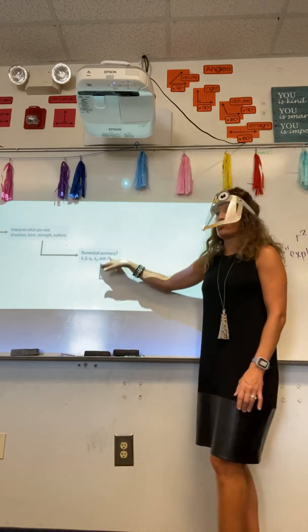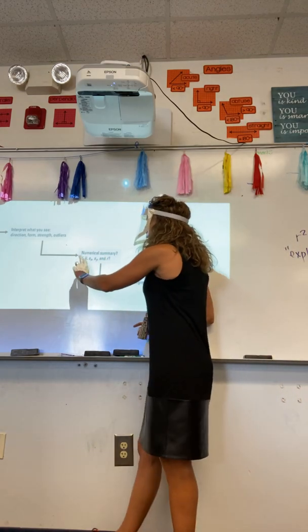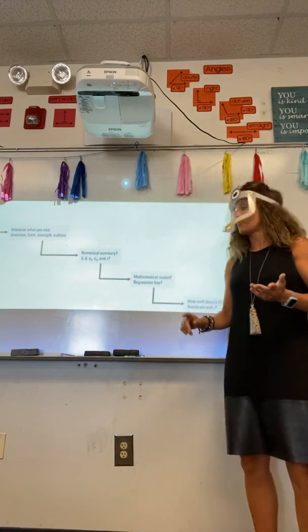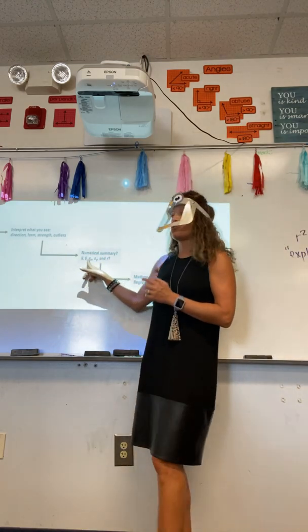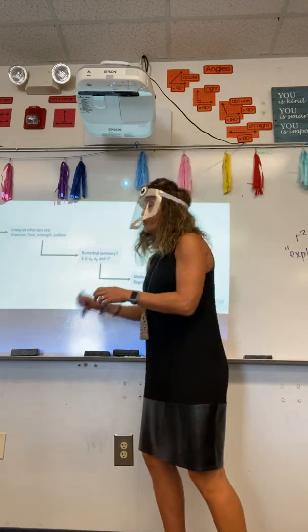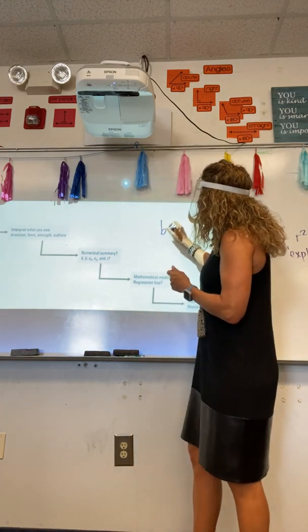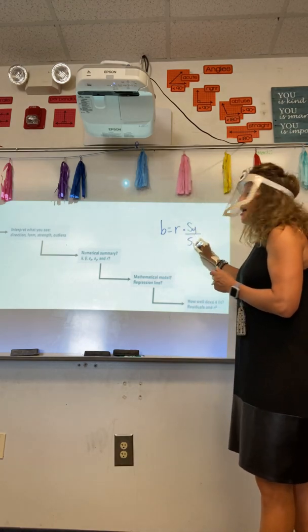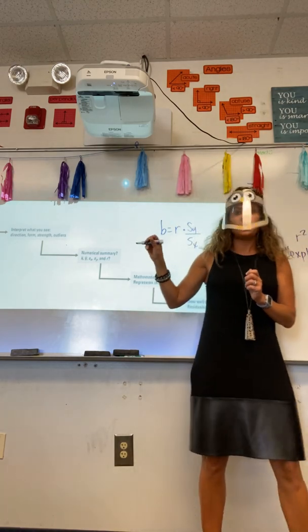So make sure you know your numerical summary. We did a problem yesterday with X bar, Y bar. Okay, the regression line always passes through X bar, Y bar. And then we did one where we found our slope, and that formula is on your formula sheet, and that is B equals R times S sub Y over S sub X. So don't forget that formula.